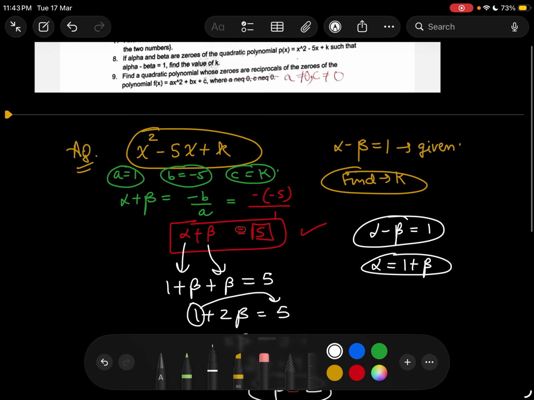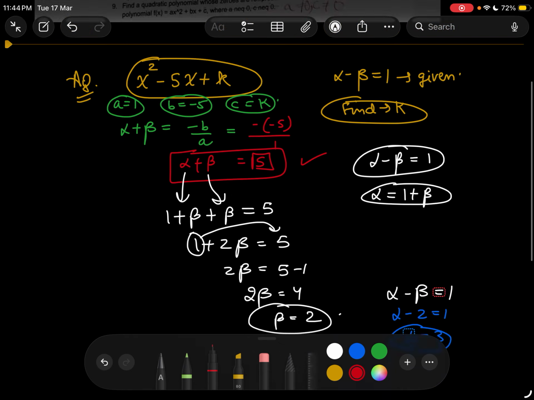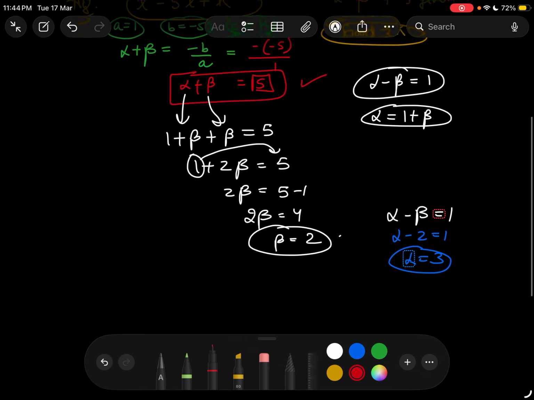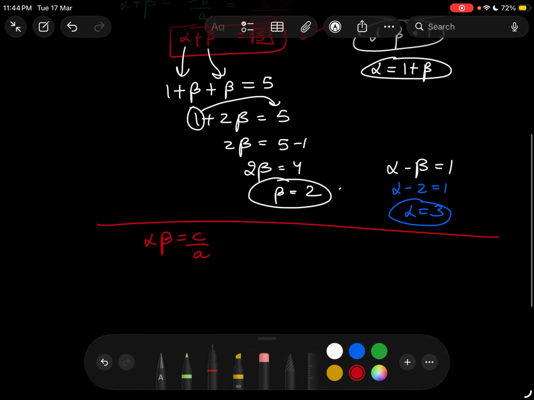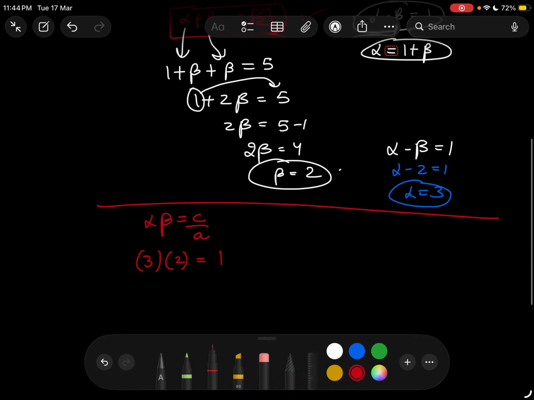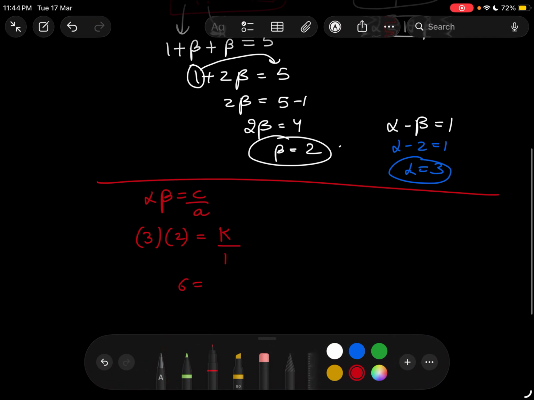I can even calculate alpha by putting the value in any of the equations. So if beta is 2, alpha will be 1 plus 2, which is 3, right? Then we have to calculate the value of k. So we can say that alpha beta is equal to c by a. So alpha beta means 3 multiplied by 2 is c, c is k here, upon a. a is how much? 1. So 6 is equal to k.